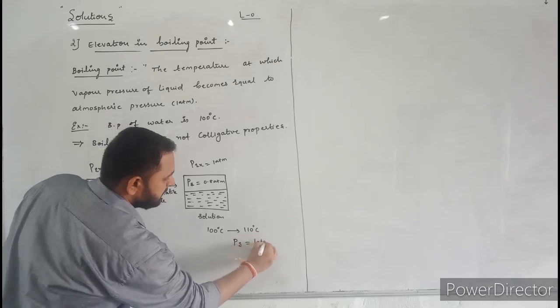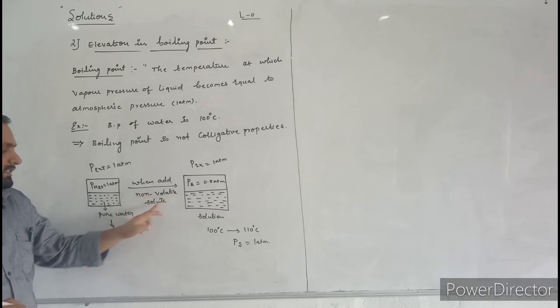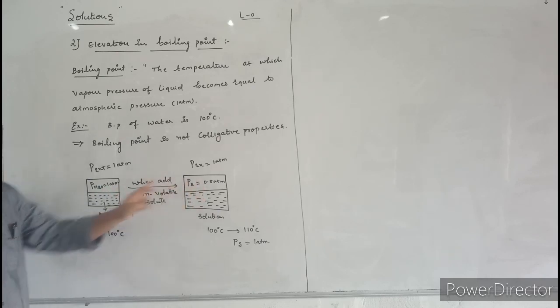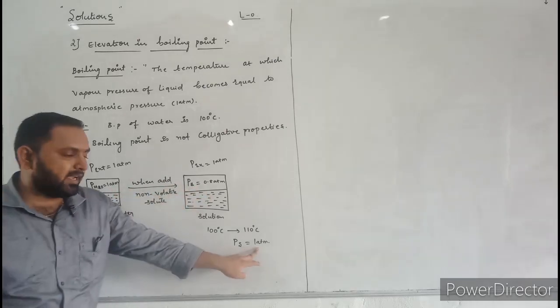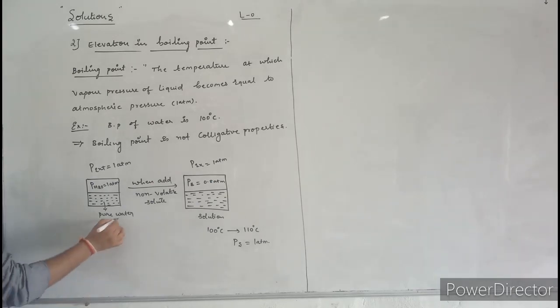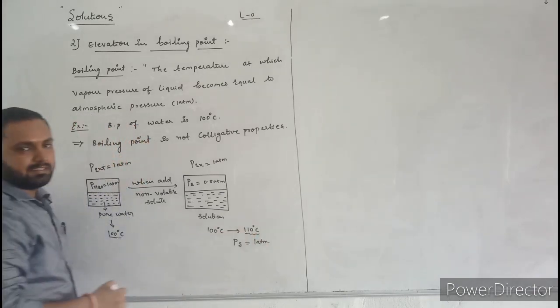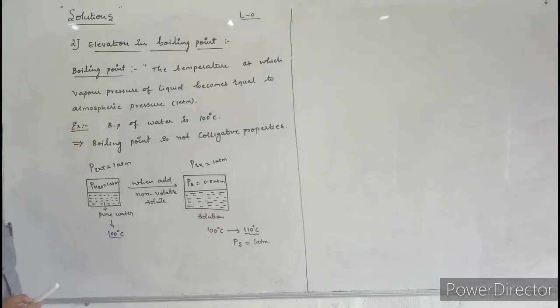1 atmospheric pressure. That means when a non-volatile solute is added to pure water, the vapor pressure decreases. Now tell me what happens to the boiling point? The boiling point increases. The boiling point of pure water is 100 degrees Celsius. The boiling point of the solution is 110 degrees Celsius. So the boiling point of a solution is always greater than the boiling point of pure water.